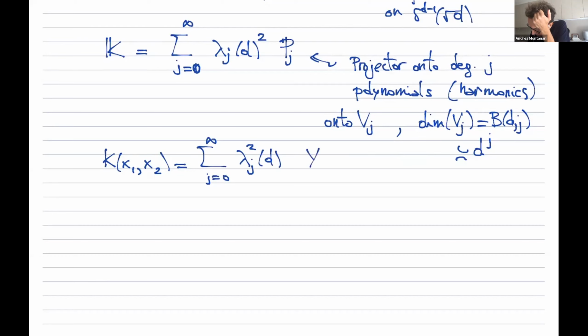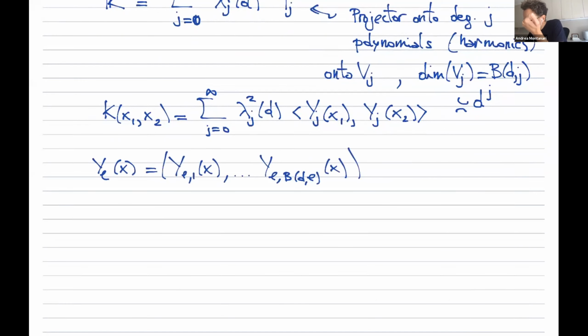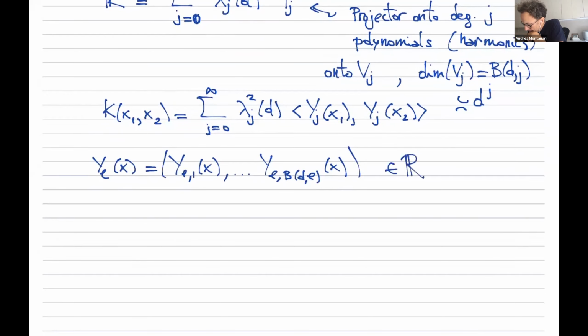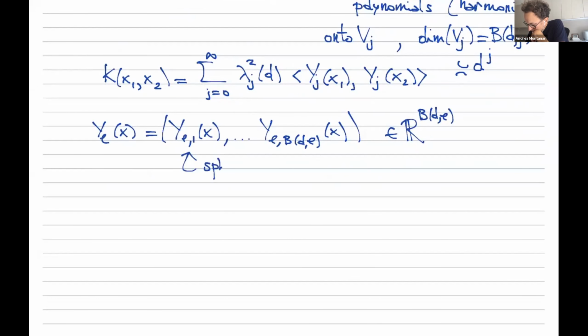So you can write this by taking a basis of the spherical harmonics, a basis of degree j polynomials, and then taking the inner product. So here, what is the convention that I use? Y_l(x) is a vector of dimension B(d,l), where each of these entries is a spherical harmonic of degree l.